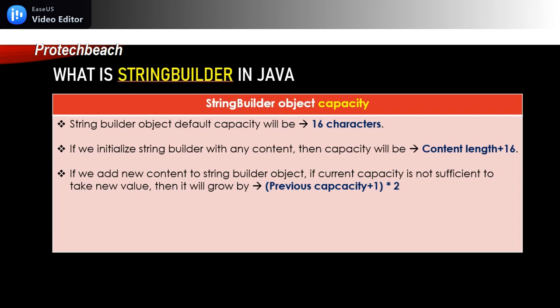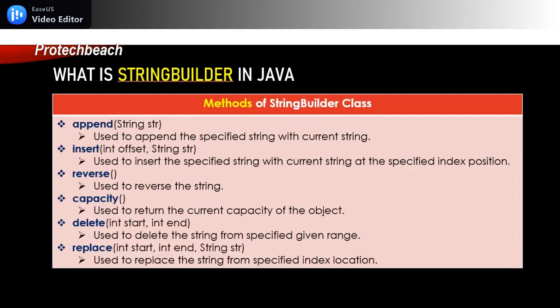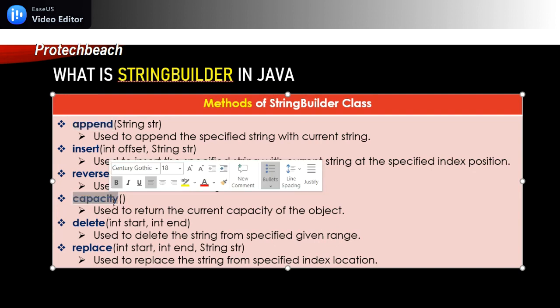Okay, next we will see some of the methods which are available in the StringBuilder class in Java. I have listed a few methods here. This much is enough for your basic understanding or for attending the interview. I have listed the append, insert, reverse, capacity, delete and replace methods. Capacity we already saw; it will check the capacity of the StringBuilder object.